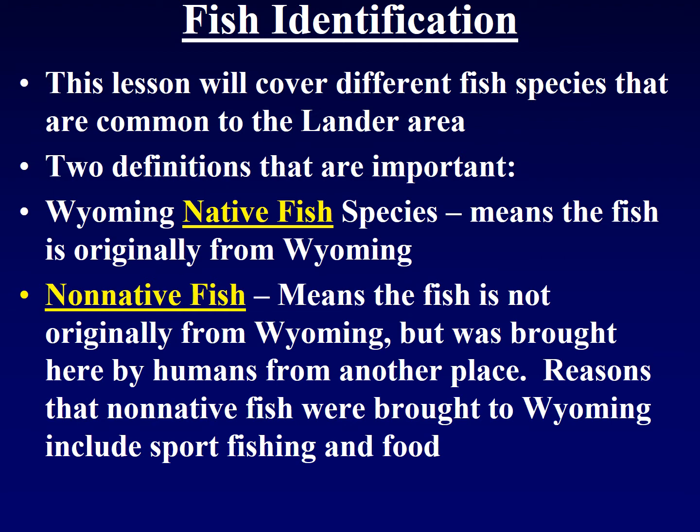The first is a native fish. A Wyoming native fish species means the fish is originally from Wyoming. The second definition is a non-native fish. A non-native fish to Wyoming means that the fish is not originally from Wyoming, but was brought here by humans from another place. Reasons that non-native fish were brought to Wyoming include sport fishing and food.